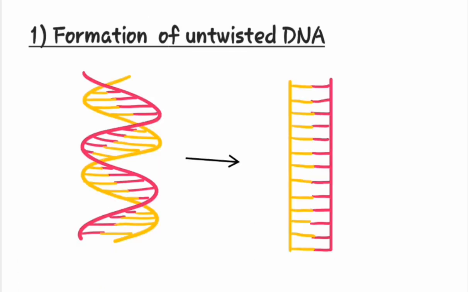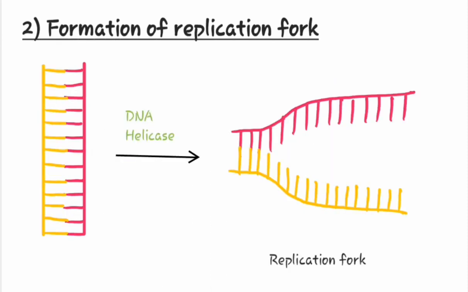So the first step is formation of untwisted DNA. The helix structure of DNA is untwisted and hereby the process of DNA replication is started. Now the second step is formation of replication fork. The untwisted DNA comes in the contact with the enzyme DNA helicase, which is a zip opener. The untwisted DNA is divided into 2 templates and thus results into the formation of replication fork.